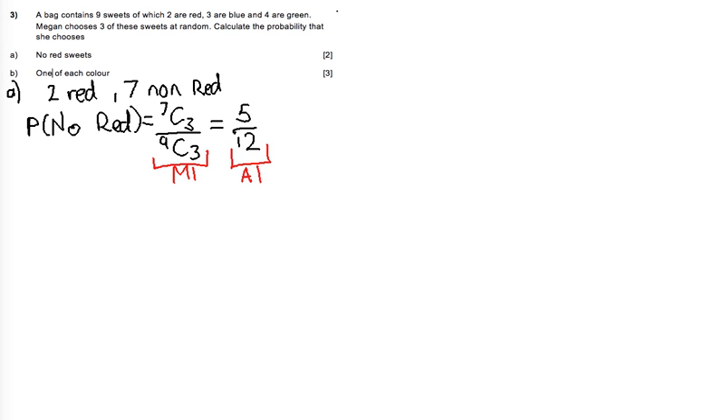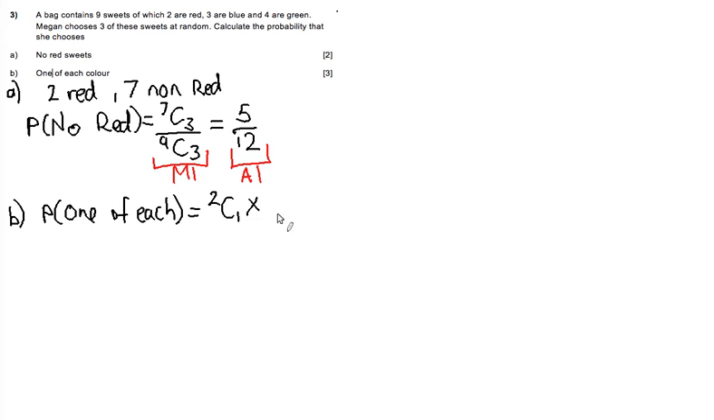Okay, so part B. Part B wants us to find the probability of one of each colour. So probability, one of each. This should be fairly straightforward. It means that I want to know the probability of 1 red and 1 blue and 1 green. So I'm going to have 2 choose 1 will tell me the number of ways to pick the 1 red.